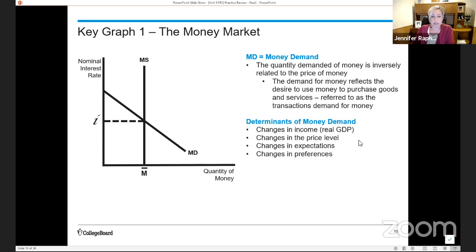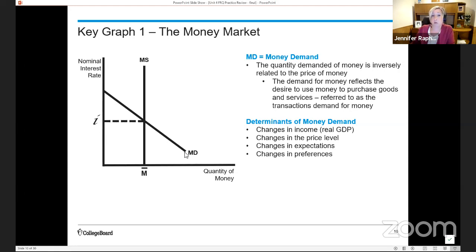The determinants of money demand that you really want to be familiar with are changes in income, changes in the price level, changes in expectations, and changes in preferences. All else equal, an increase in real income, or an increase in real GDP, which should be understood as an increase in real income, leads to an increase in the amount of goods and services people want to buy, which leads to an increase in the transactions demand for money.